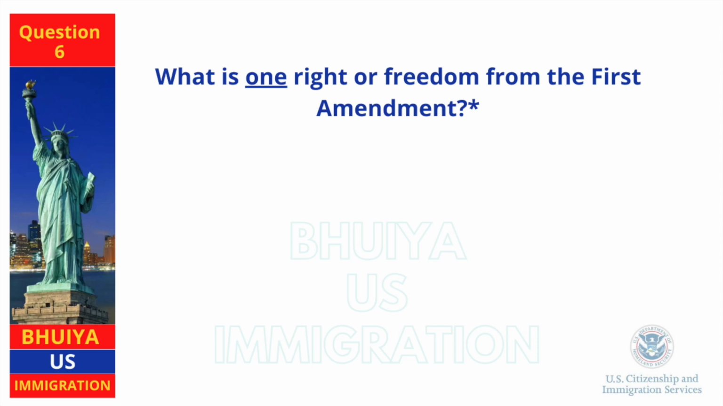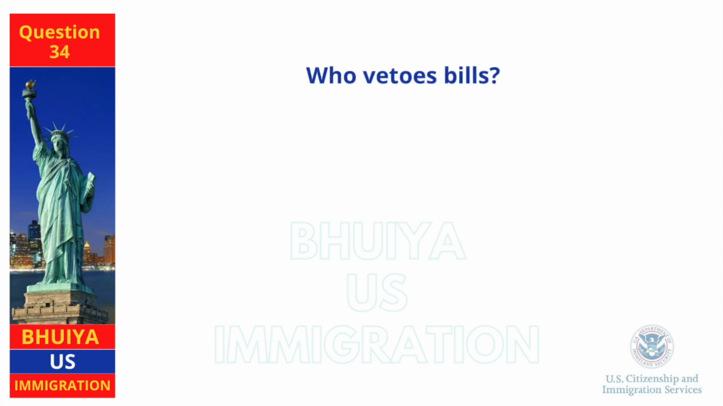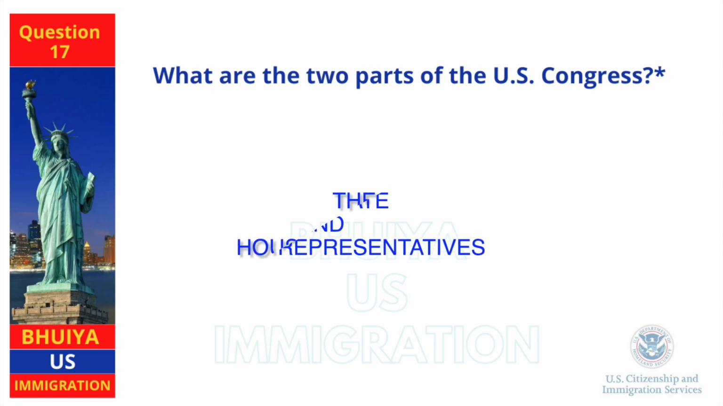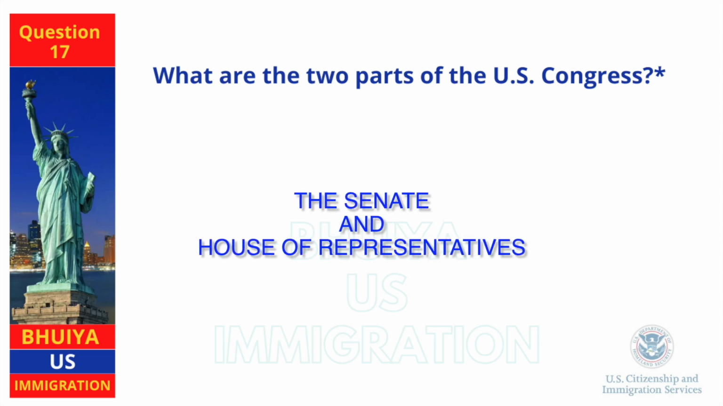What is one right or freedom from the First Amendment? Speech. Who vetoes bills? The President. What are the two parts of the US Congress? The Senate and House of Representatives.